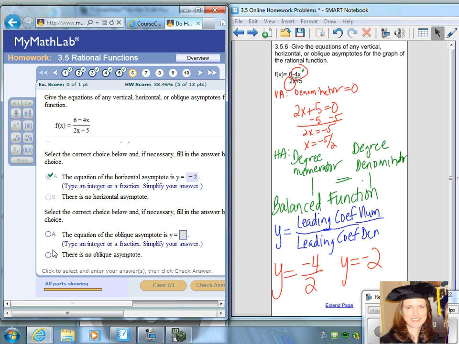Now the equation for an oblique asymptote. Oblique asymptotes only occur when the degree of the numerator is exactly 1 more than the degree of the denominator. So this one does not have an oblique asymptote. In fact, if it has a horizontal, then there's no way that it could have an oblique asymptote.